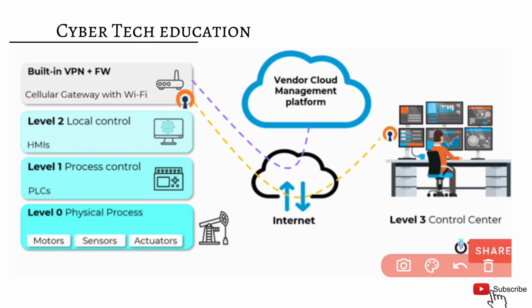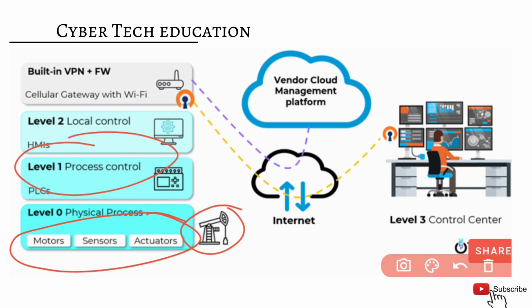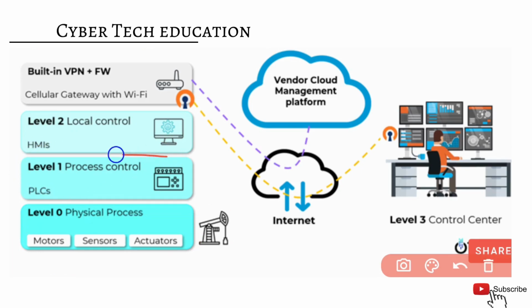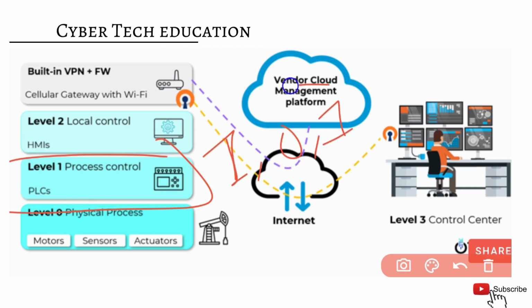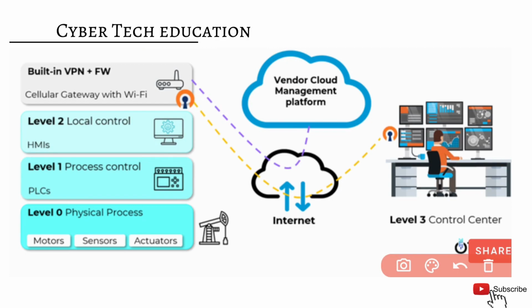When we discuss level 0, that is all about physical processes consisting of motors, sensors, and actuators, how the Internet of Things usually governs things. Level 1 is all about PLC, the control devices, and how data bits are processed and simulated. And level 2 is all about local control, which is monitored through different kinds of monitoring tools, HMIs we can even say.